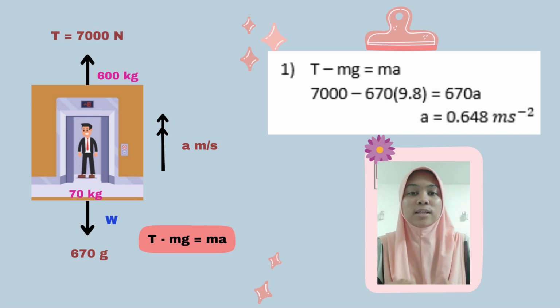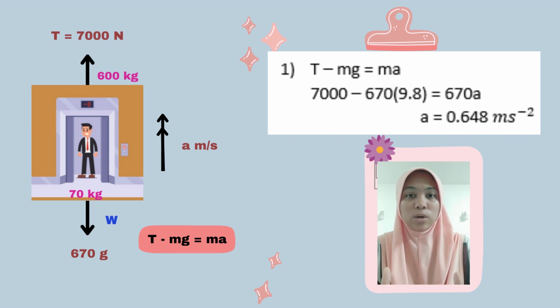Next, I will explain how we calculate for this question. From the question, we got the value of the lift mass equal to 600 kg, while the man's mass is 70 kg, and the value of the tension is also given, which is equal to 7,000 Newton. The question also mentions that the direction of acceleration is upwards. So, the question asks us to find the acceleration of the lift and the force between the floor and the man's feet. So, the first step is we have to determine which formula is suitable for this question.